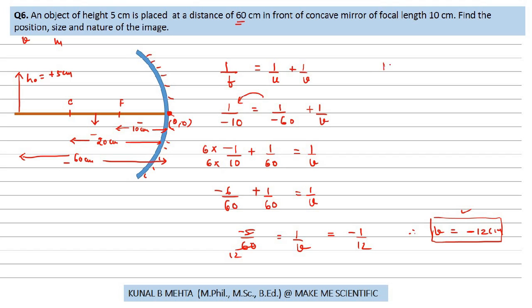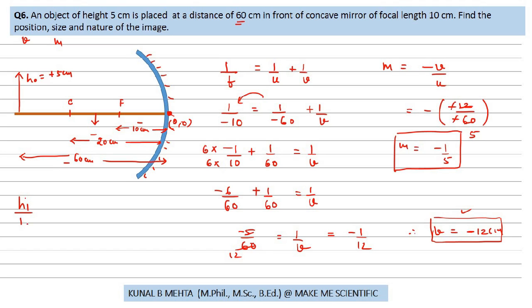Now let's find the magnification, that is minus v upon u. We have to use sign conventions in all the formulas that we use. v is minus 12, u is minus 60, 12 ones are 12, 12 fives are 60. Then answer is minus 1 upon 5. Now if I am supposed to find the height of the image, I can do that.